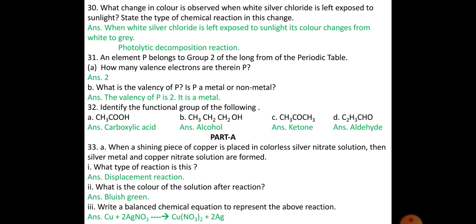When a shining piece of copper is placed in colorless silver nitrate solution, then silver metal and copper nitrate solution are formed. Question is, what type of reaction is this? This is a displacement reaction. What is the color of the solution after reaction? That is bluish green. Write the balanced chemical equation to represent the above reaction. That will be copper Cu plus 2AgNO3 silver nitrate will give copper nitrate Cu(NO3)2 plus silver 2Ag.